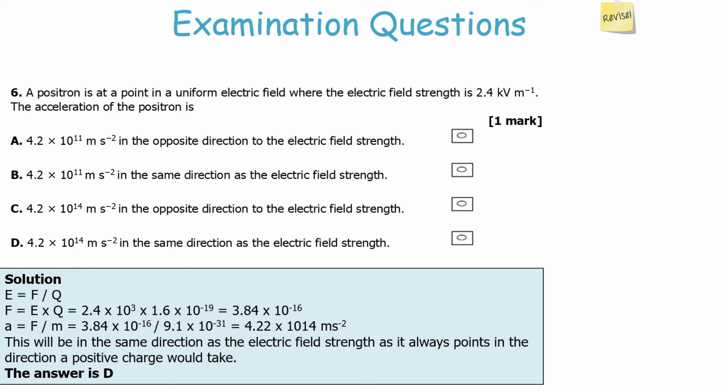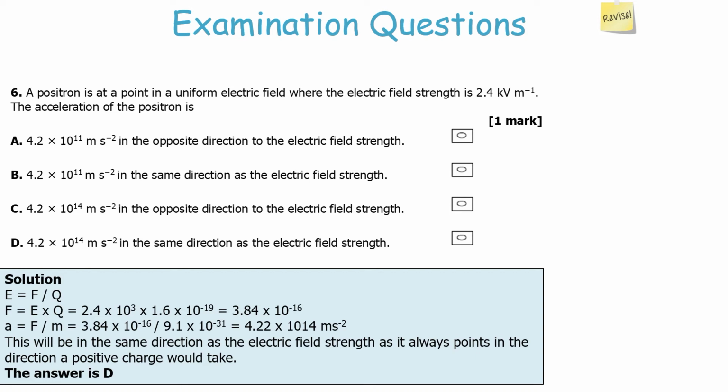Now, we can say acceleration is force over mass. Now, again, remember, you can always use Newton's laws of motion, those equations of motion, in any electrical or gravitational or magnetic field scenario. It still follows Newton's laws. So therefore we can say our answer is 4.22 times 10 to the 14 meters per second squared.